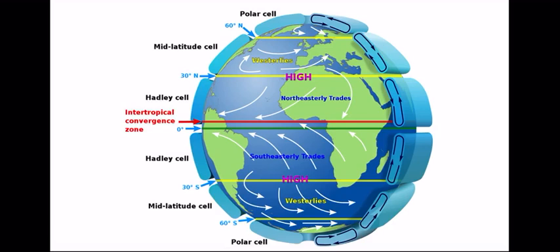The Coriolis effect pushes air to curve. Because of this, wind in the north moves to the right, and in the southern hemisphere, it moves to the left.